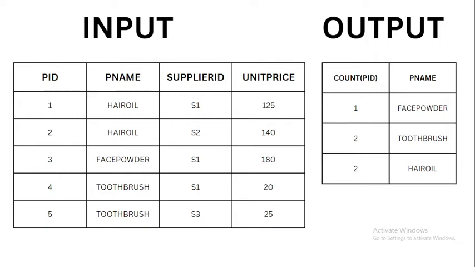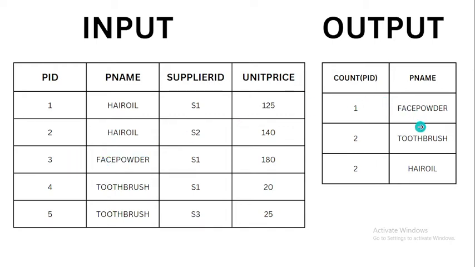So how will our output look? Again we have the input table. In this case we will get two columns in our output table. One is the count function applied on PID, so we get COUNT(PID) as one of the columns, and the other is the product name, which we want to associate. Let's go to the first product, face powder. Face powder is one product, and it comes only one time in this table. That is the reason the count will be 1.